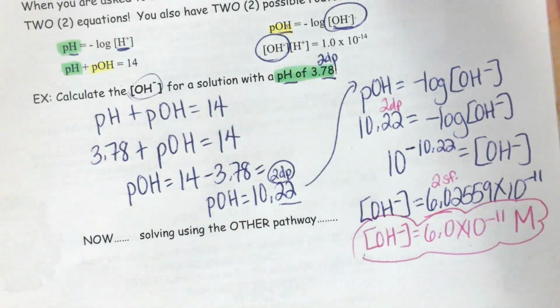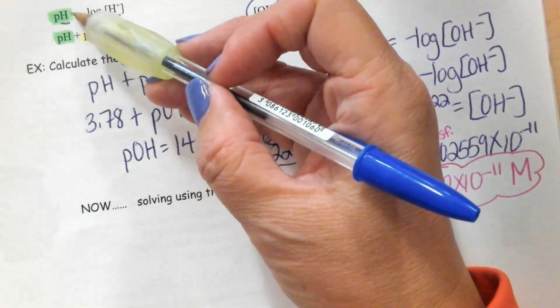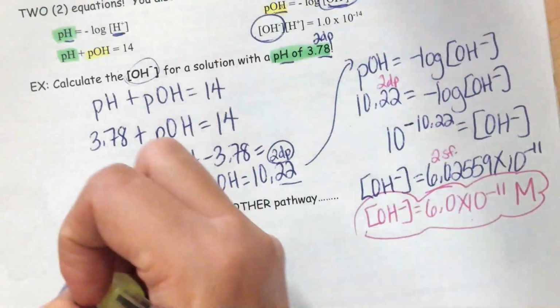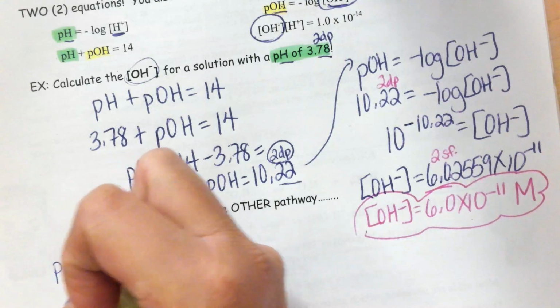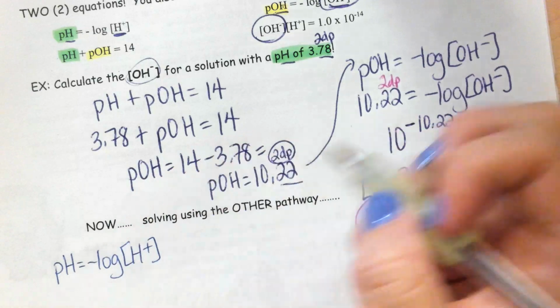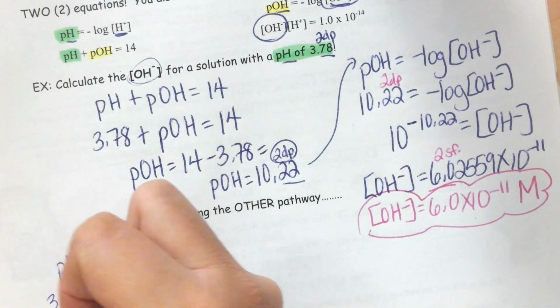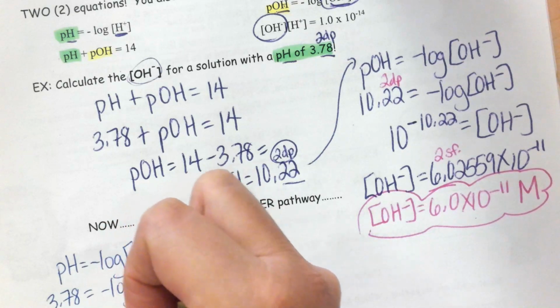Now, what about the other route? You mean we could do this two ways? Yep. So instead of, when we get the pH, we could start with this one, okay? The pH equals negative log of the hydrogen ion. So I'm going to plug in my pH just like I did before. 3.78 equals negative log of the hydrogen ion.